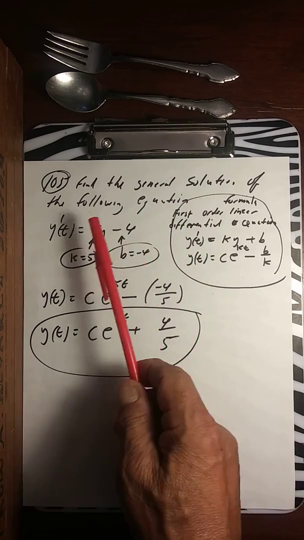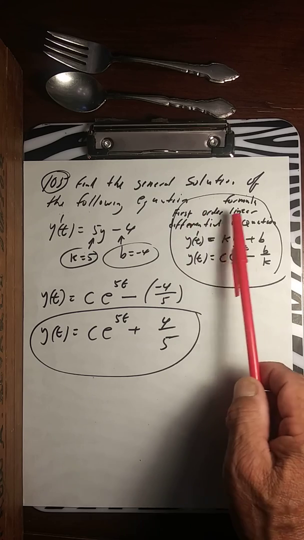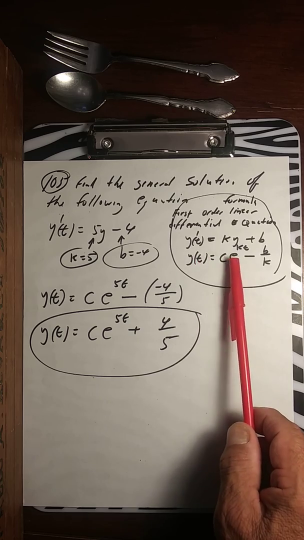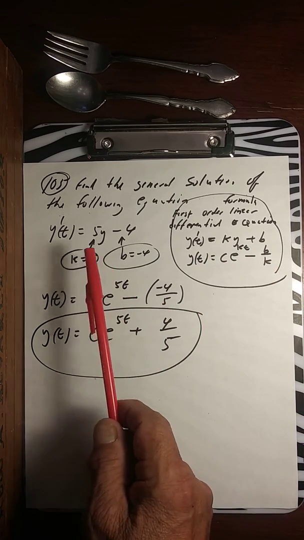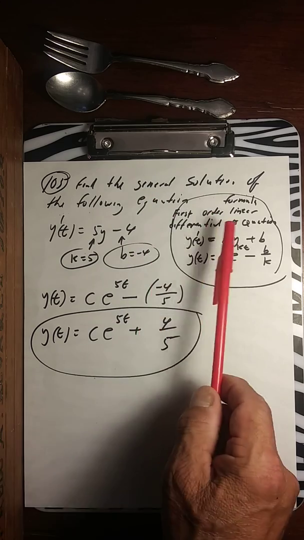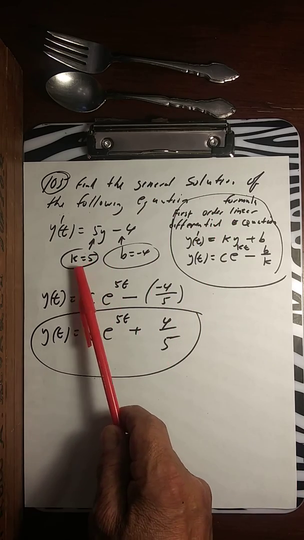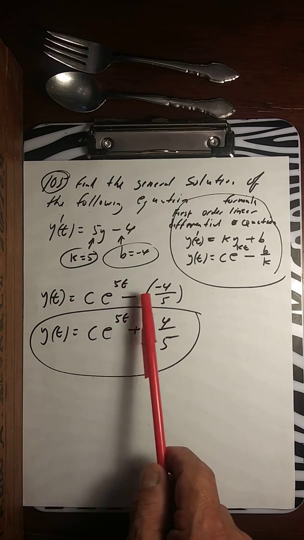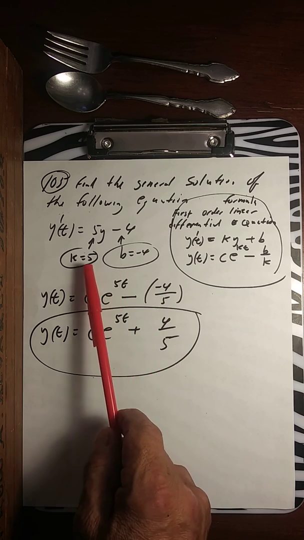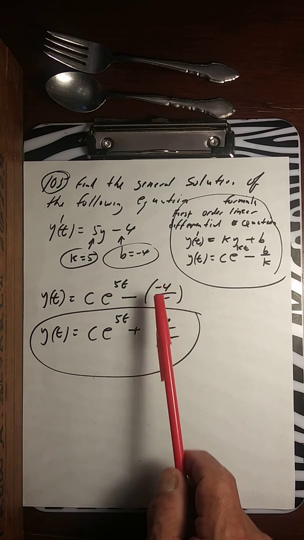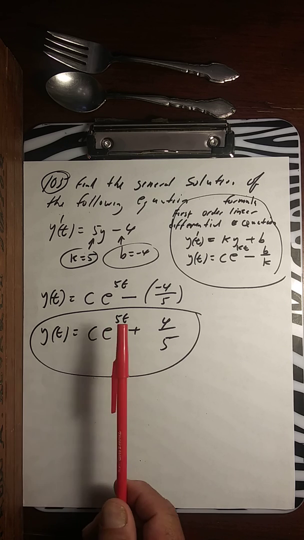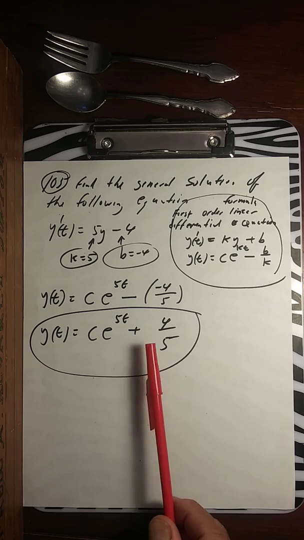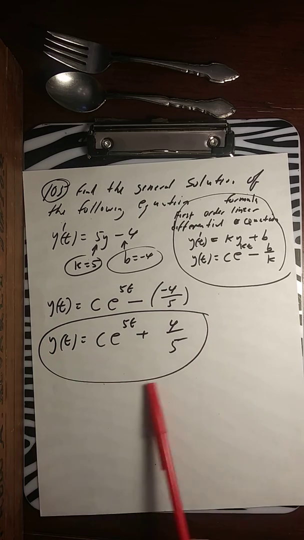Find the general solution of the following equation. Formula: for a first order linear differential equation y prime of t equals k y plus b, y of t has to be c e to the kt minus b over k. So y prime of t is this, a first order linear differential equation. This is 5 and this is negative 4. So the solution is going to be c e to the 5t minus b over 5. Negative negative is a positive. So the solution of the first order linear differential equation is y of t equals c e to the negative 5t plus 4 fifths. That's the solution right there.